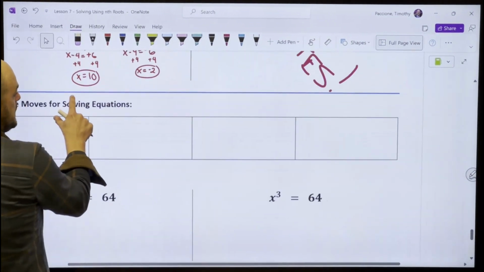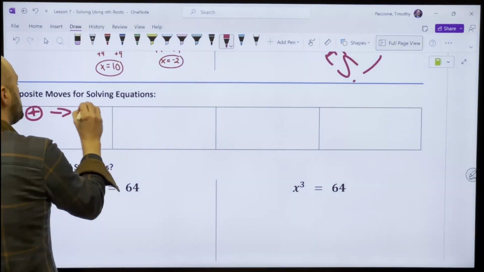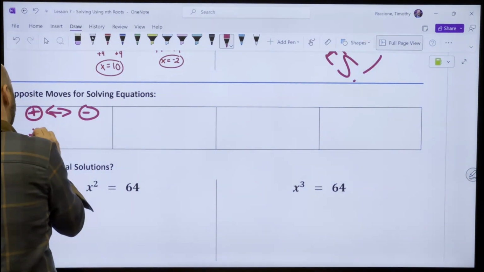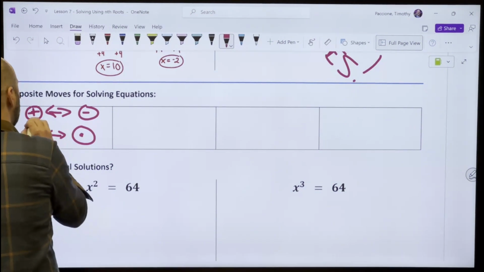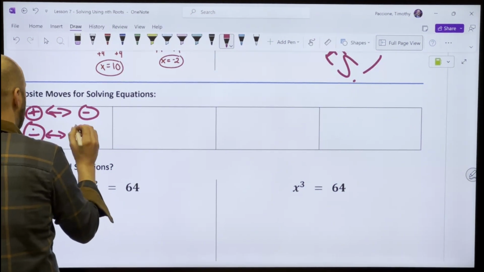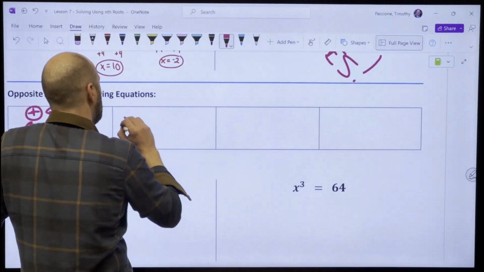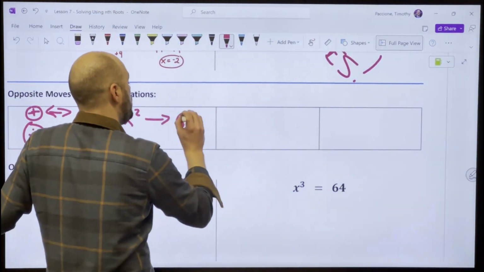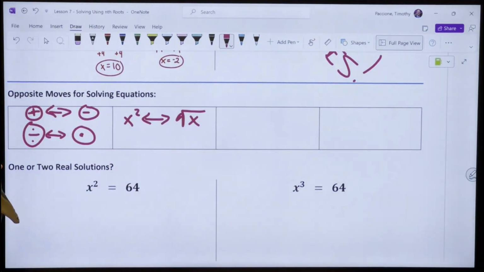So, for instance, the opposite of adding is subtraction, right? And you would do either to offset the other. The opposite of division is multiplication, right? Okay, what is the opposite of x squared? It's the square root. It's the square root of x, right? We can go either way to get rid of one or the other.